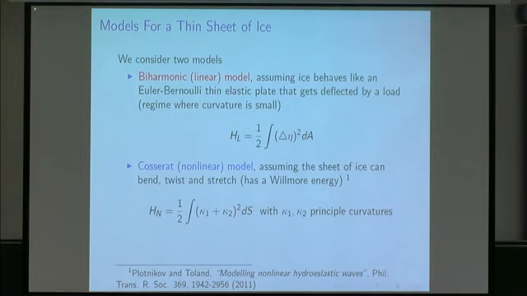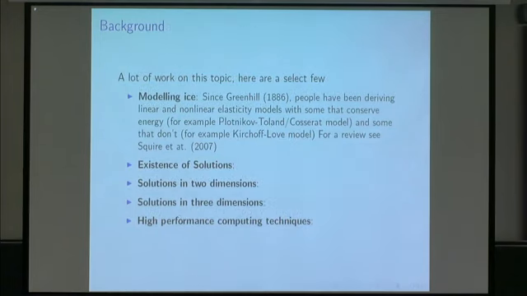And so the nonlinear model is, as Emilian has also introduced, based on that Plotnikov and Toland paper, and so it's based on a Willmore energy. There's a lot of work, and I won't focus on this slide too much. But this work was started probably by Greenhill in 1886 and continued by a variety of people. And then for a review, you can look at that 2007 paper.